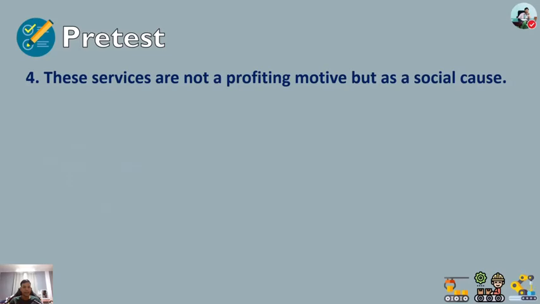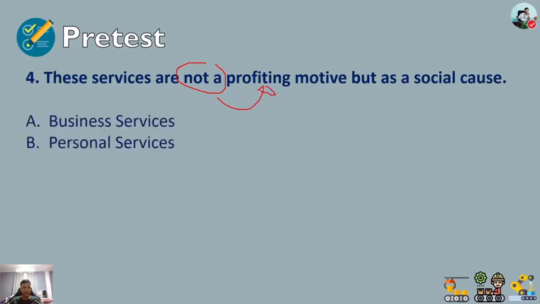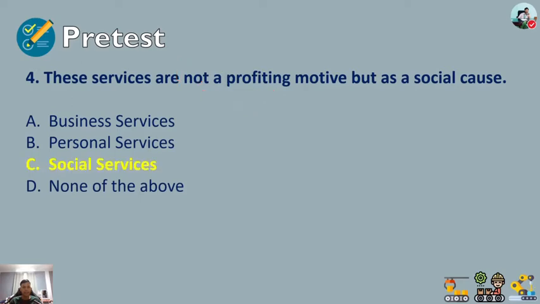Number four, these services are not for a profit motive, but for a social cause. It means that it is non-profit. A, business services. B, personal services. C, social services, or letter D, none of the above. The answer for number four is letter C, social services.